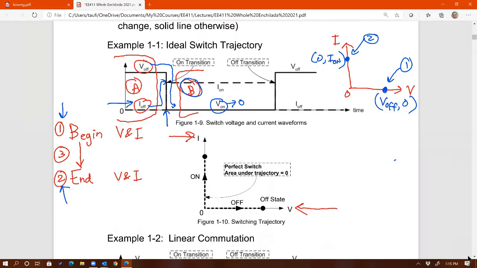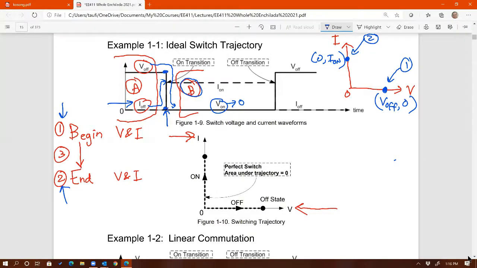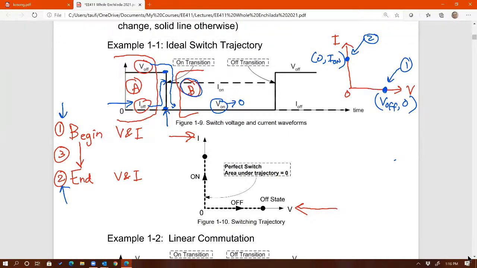And so how do you draw that in the switching trajectory? Well, since in the process it does not, right? This is actually instantaneous, right? From this point to this point. So theoretically speaking, it does not go through other voltages, right? It's just going to go from V off and then boom, it goes to 0, right? Right away. So how do you do that?